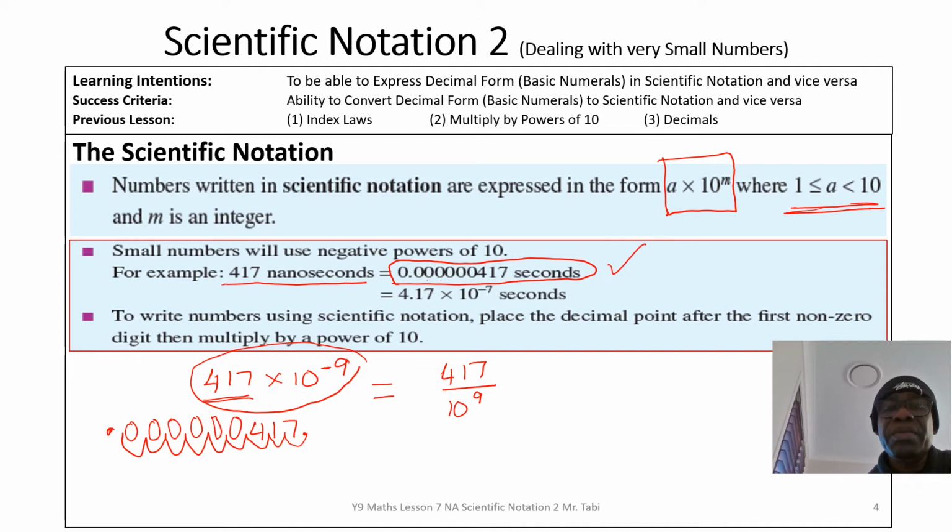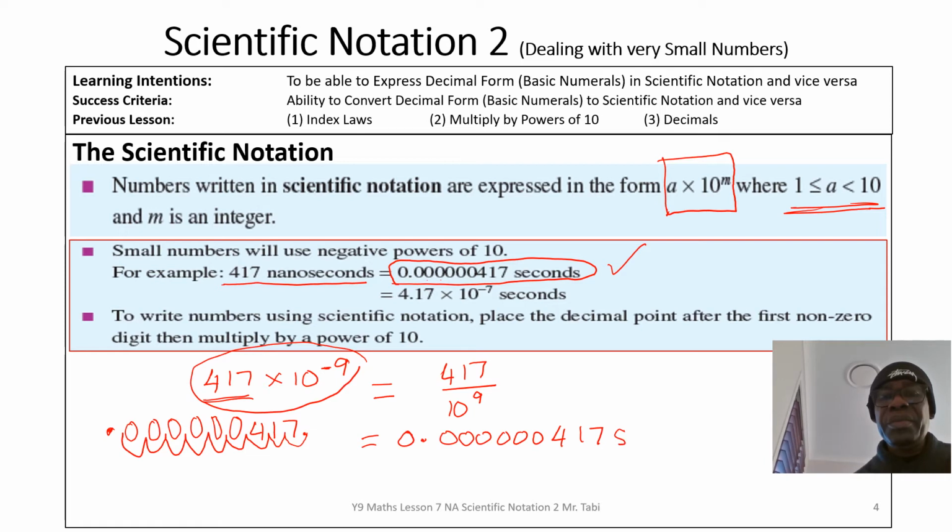seconds. All right. Now that you've written this number like so, 0 point, remember we can't start with the point here, so we have to put a 0 in front. 1, 2, 3, 4, 5, 6, 4, 1, 7.